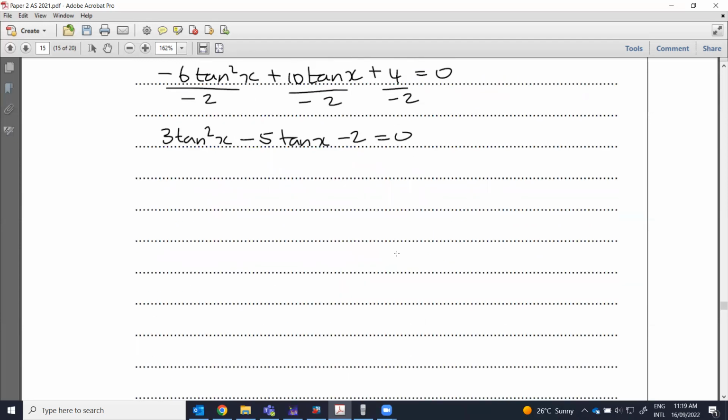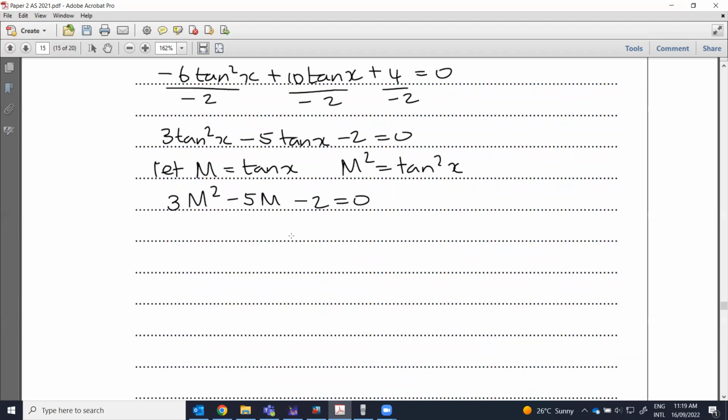And if you cannot quite see it, you can say let m be any letter except x. Let m equal tan x, then m squared is tan squared of x. Then you substitute there, and I'll have 3m squared minus 5m minus 2 equals 0. So with this quadratic equation, we can factorize.